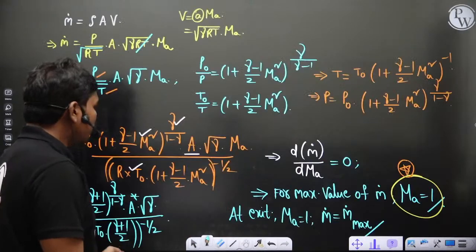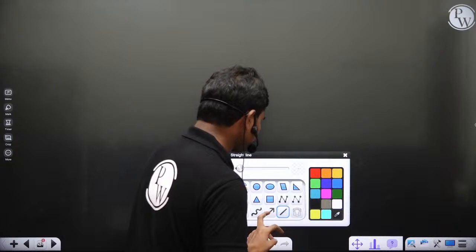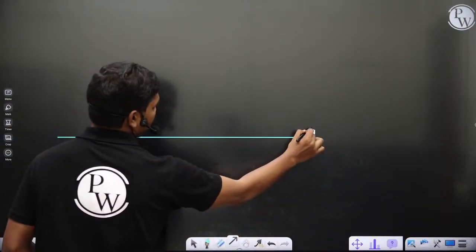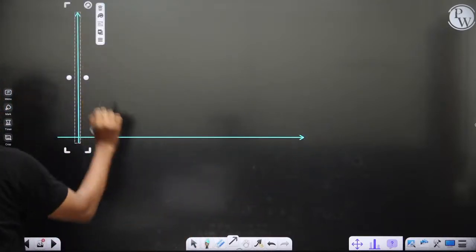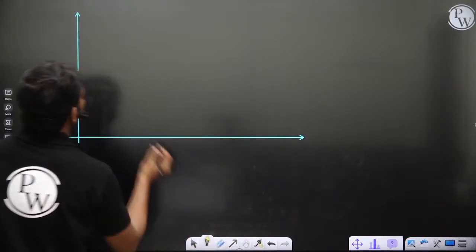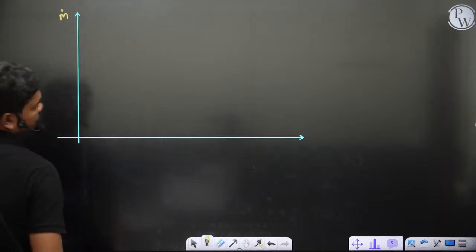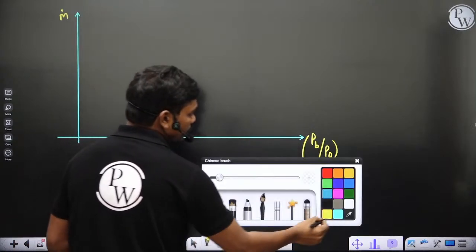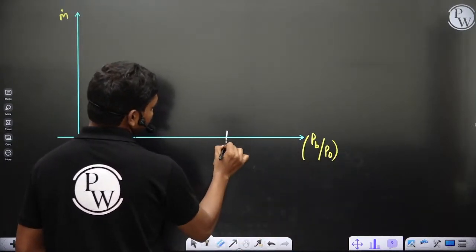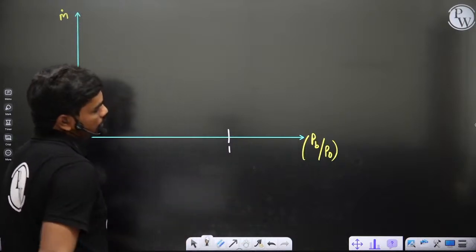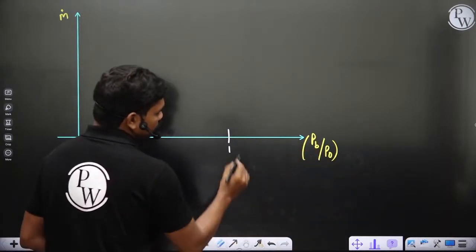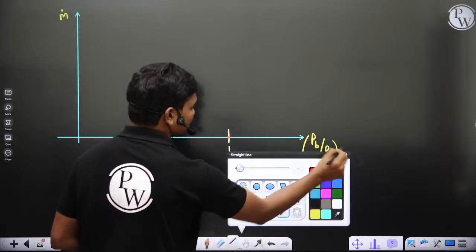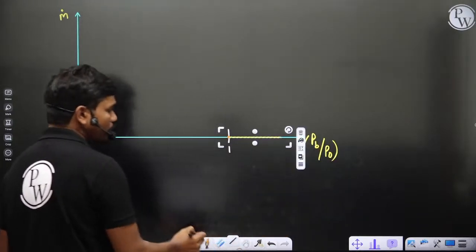Now let's see, I want to show two important curves, because I think this could be asked in some cases. If this is mass flow rate, and this is the curve of PB by P naught. Let's say this value is 1, then for PB equal to P naught there won't be any flow, and even if PB is more than P naught, there won't be any flow. So the line looks something like this, with zero mass flow rate.